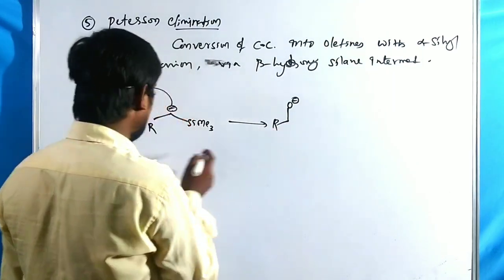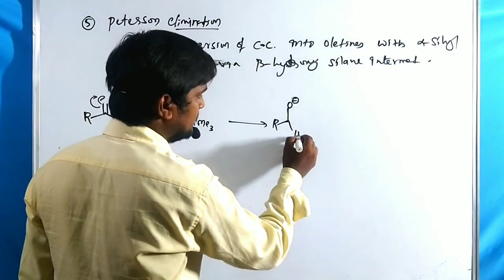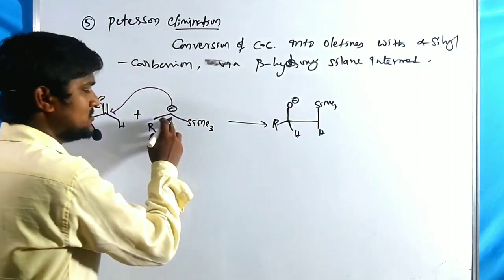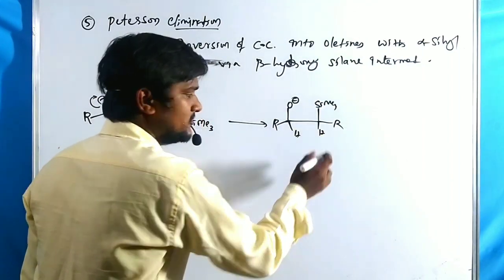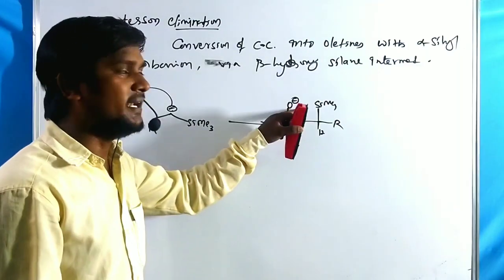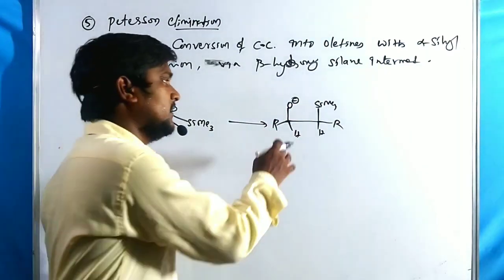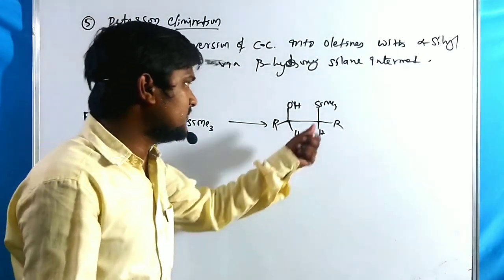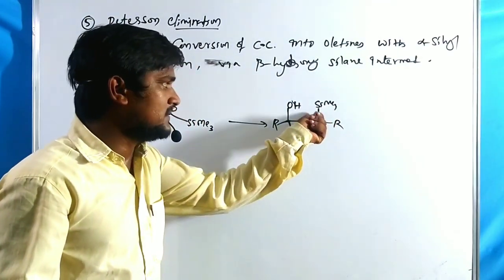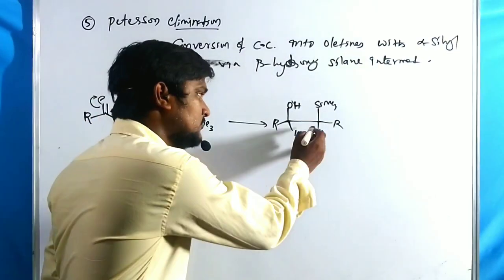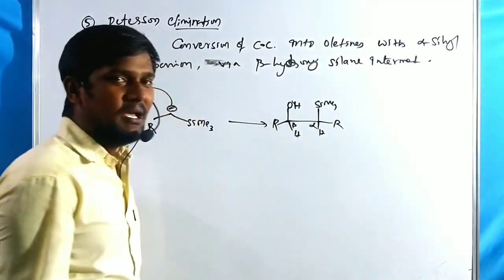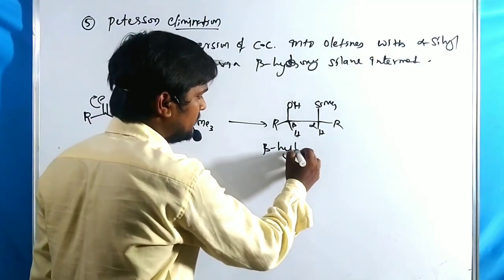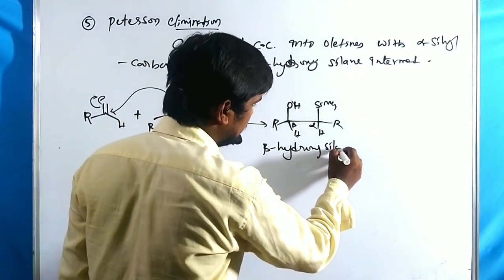Now here it is R. Let us take the aldehyde. Here it is SiMe3, and here also one hydrogen is there. Now it is represented over here. Generally the O minus will be protonated with the help of a water molecule. Now it becomes OH. So this is the silane compound. The silane adjacent position is called alpha, and the alpha adjacent position is called beta. The beta position has the hydroxyl group. That's why it is called beta hydroxysilane.